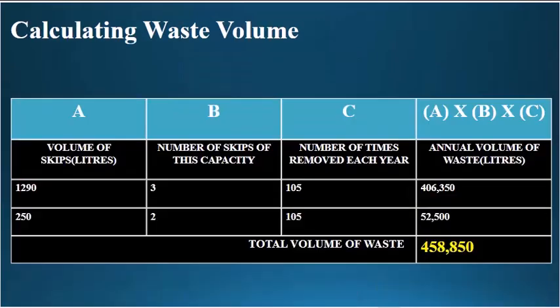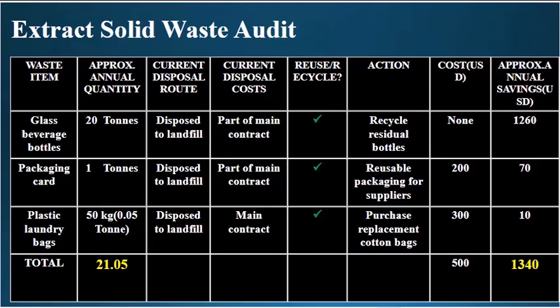Calculating waste volume. Calculating waste volume involves assessing various factors. Here, we see the volume of skips measured in liters, the number of skips, and the removal frequency per year. For example, if we have 3 skips with a volume of 1,290 liters each removed 105 times a year, the annual volume of waste totals 406,350 liters. Adding another scenario, with 2 skips of 250 liters removed 105 times, results in an additional 52,500 liters. This brings the total volume of waste to 458,850 liters annually.